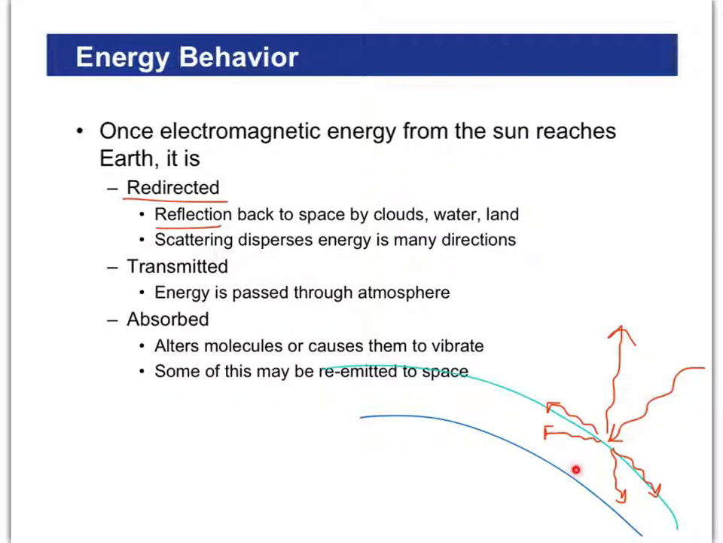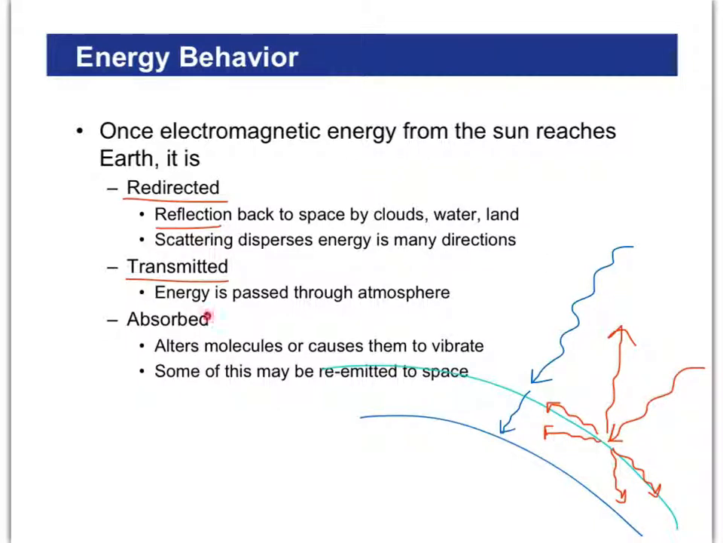The other thing that can happen is that it can be transmitted through the atmosphere. That means the atmosphere behaves like glass, and that's a good thing. Let's say we have a different kind of radiation coming in. The atmosphere might be perfectly transparent to that, and it will come right down to the surface. Great. So that means that energy can be used to do some sort of work on Earth's surface.